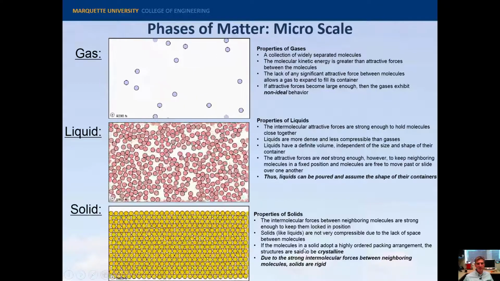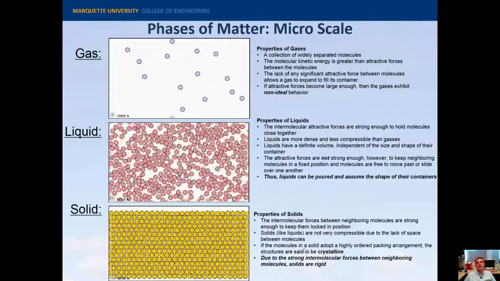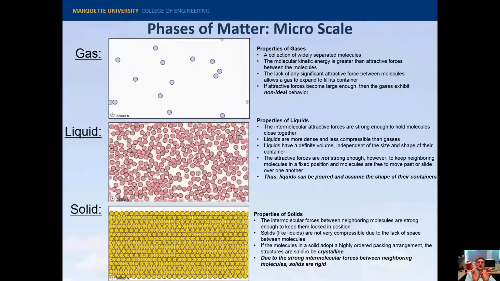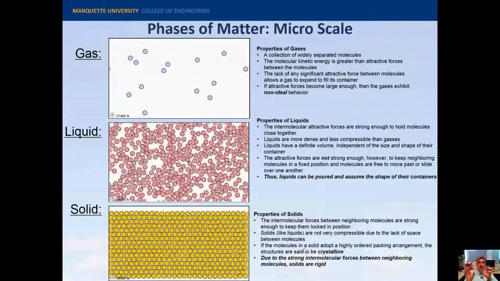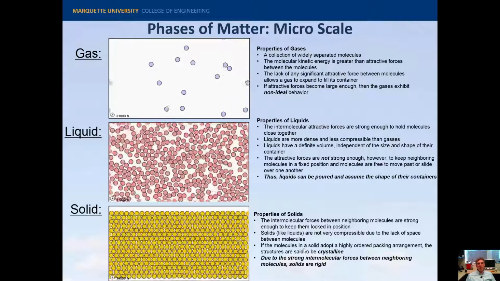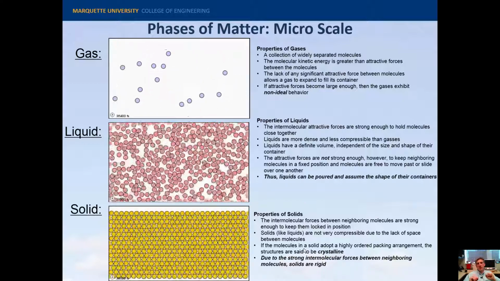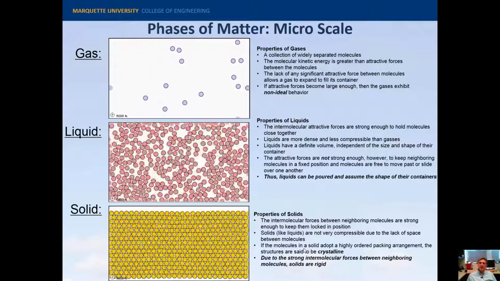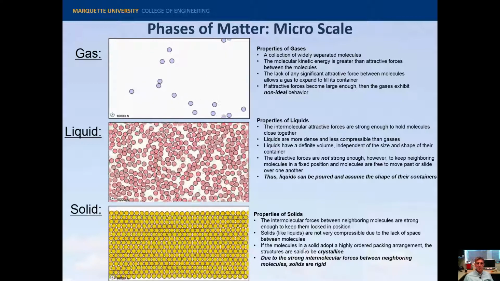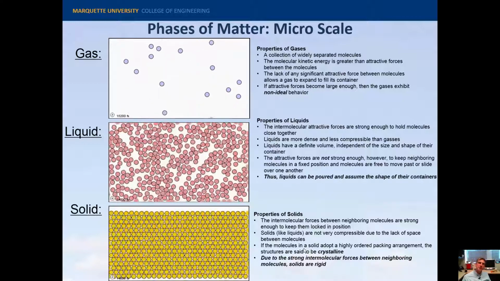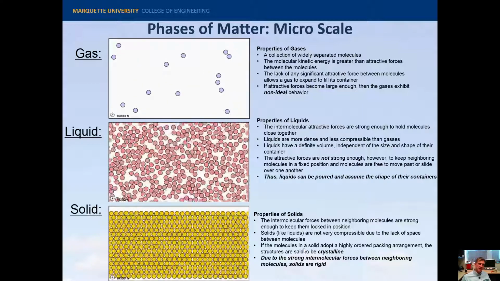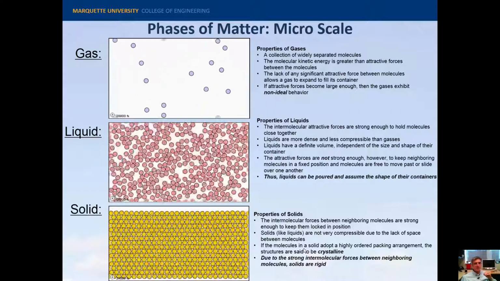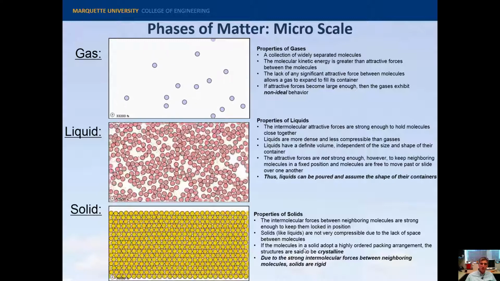When you get down to the solid behavior, the intermolecular forces between the atoms or the molecules are strong enough to bond these materials together in a lattice structure, so they no longer have translational energy, but all the energy is confined to vibrational energy within the lattice structure. So strong intermolecular forces between neighboring molecules result in a rigid solid structure. So I think this is a helpful way to think about how what we see and what we think about as liquid and gas characteristics come about if we think about the molecular structure.